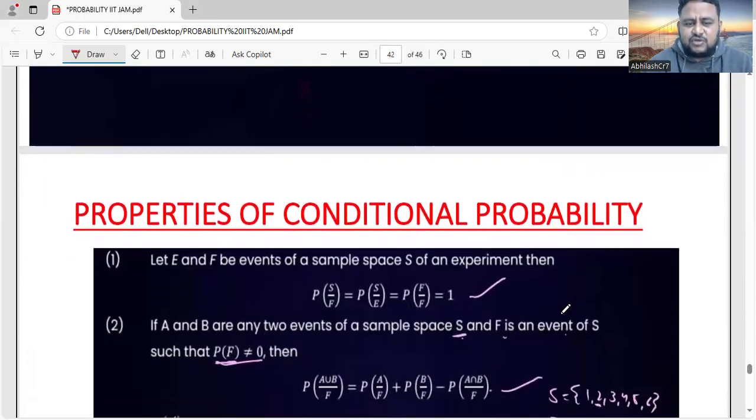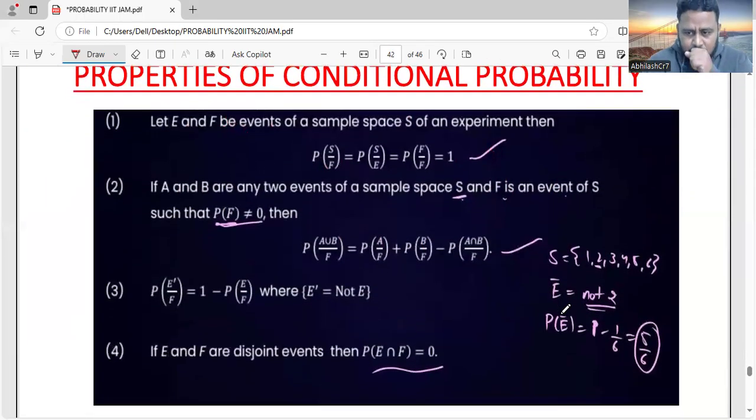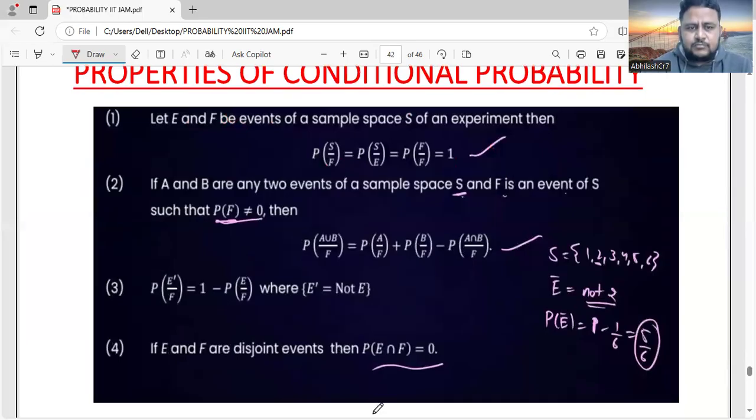Those PYQ questions we will solve later. Now let us learn the properties of conditional probability.